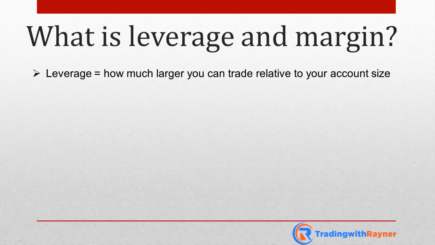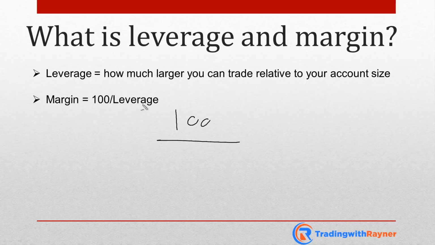So that's leverage. Now, what is margin? Essentially, margin and leverage are two sides of the same coin, right? You can apply this formula. You just take 100, divide by your leverage factor. So earlier we spoke about a factor of 1 to 50. So your margin, right, this over here is 2%. So what this means is that your broker requires you to put at least 2% margin in your account to be able to trade the 1 to 50 size that you want.